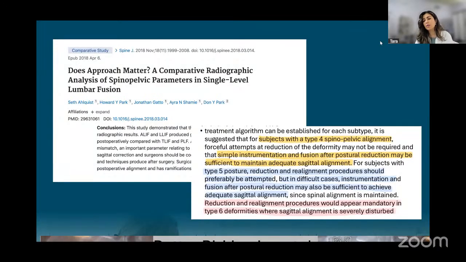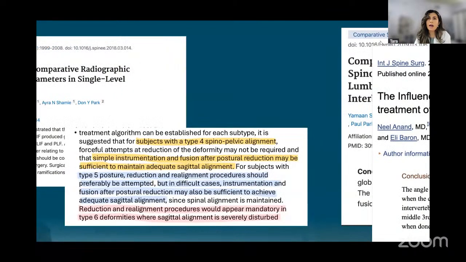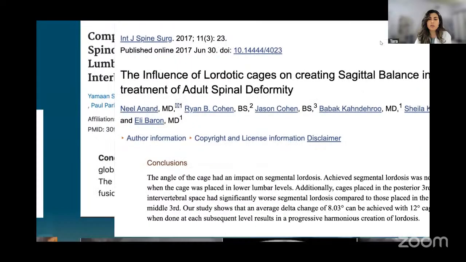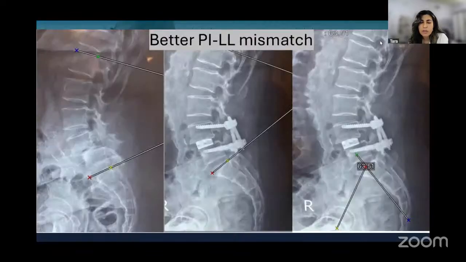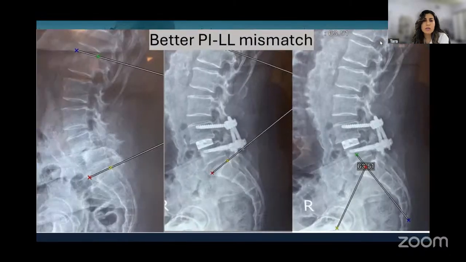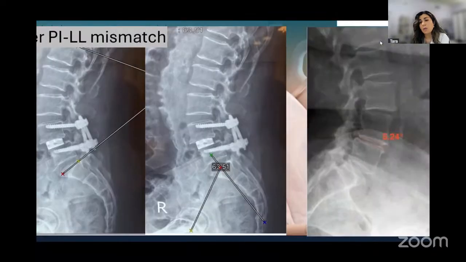And as I mentioned, restoring sagittal balance will be by restoring the lumbar lordosis and restoring the interbody disc spaces. And this will help us by having hyperlordotic discs. Here, you can see how we have restored the pelvic incidence and the lumbar lordosis mismatch is regained, or treated.